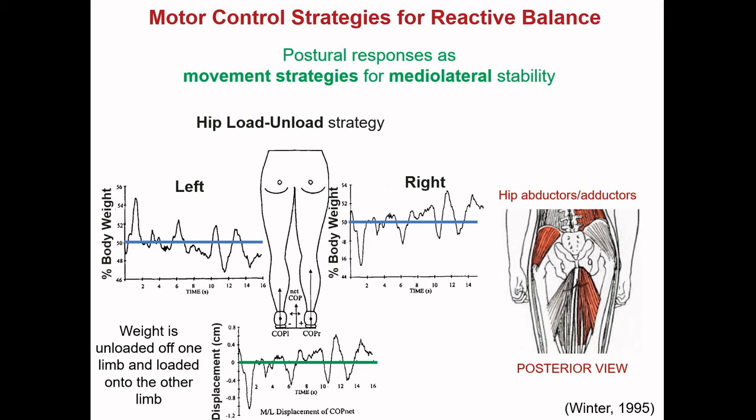The hip load-unload strategy relies on the action of hip abductors and adductors. For example, if you adduct one leg and abduct the other leg, a mediolateral shift of the pelvis will result. This will shift the weight of the body, and this action can be used to counteract perturbations.